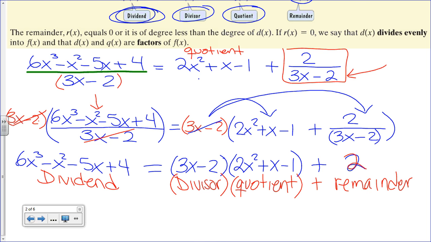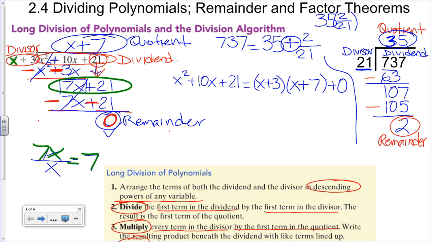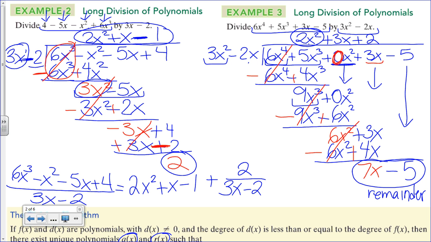Let me see if I did the ones on this side right. Okay, so here I also made a mistake. This should be 737 divided by 21. And this should have been that divided by x plus 3. All right, so let's go to the third slide. Well, look at the second slide, please, and let me know if you have a question about it.